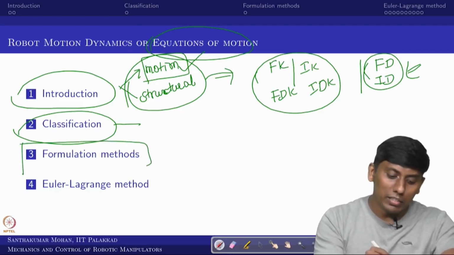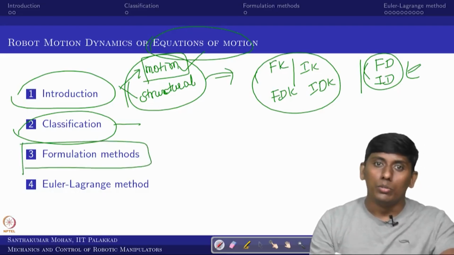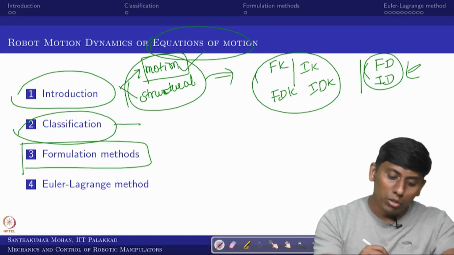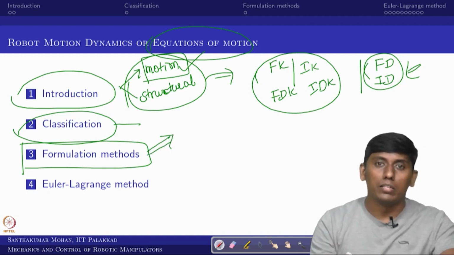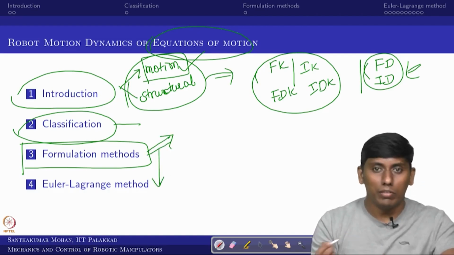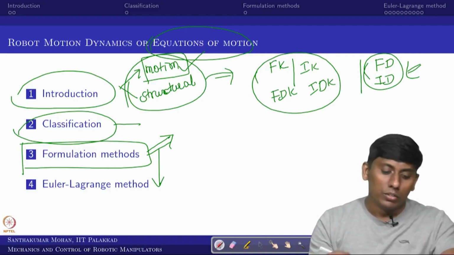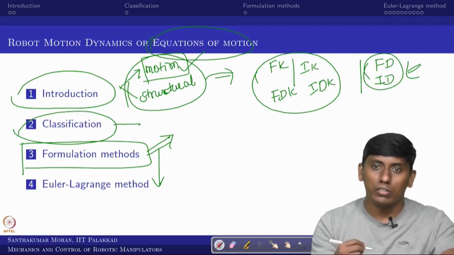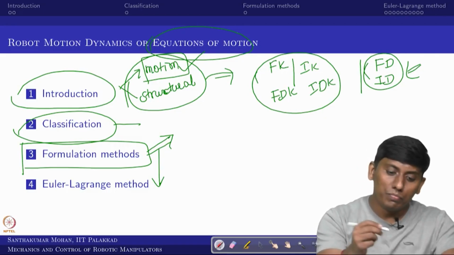Then for getting this equation of motion, there are several formulation methods. We are going to talk about two popular methods. Of these, one we will see in detail in this particular lecture with an example. I hope now you are clear about the structure of this lecture. So we will go further.